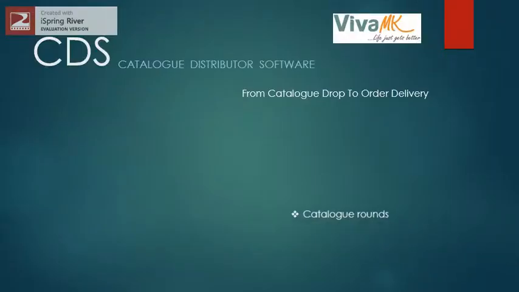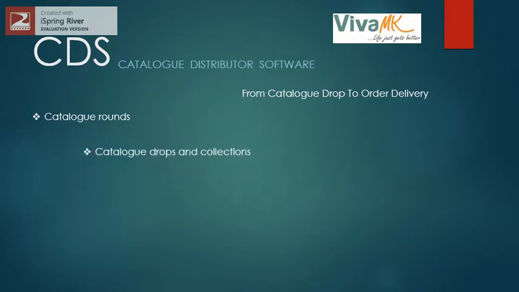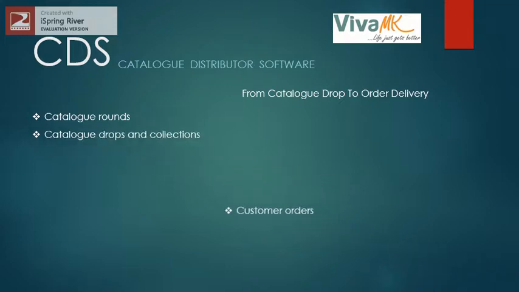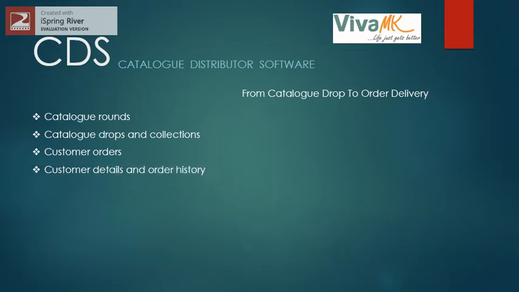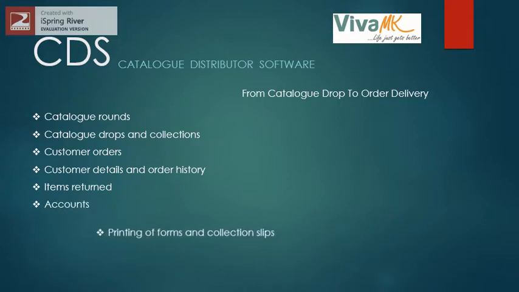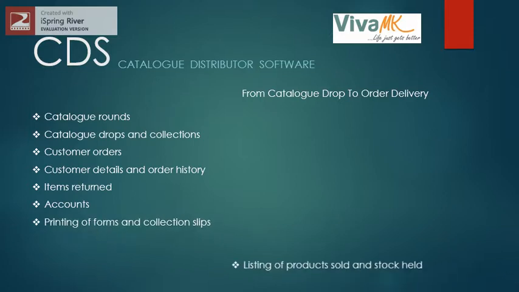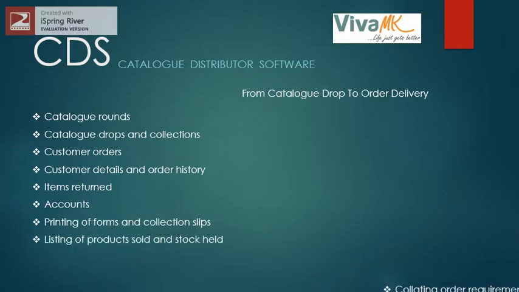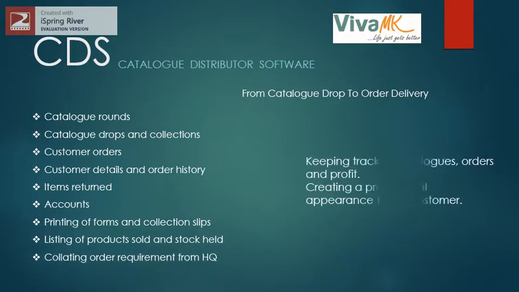CDS, Catalog Distribution Software. Perfect for Catalogue Rounds, Catalog Drops and Collections, Customer Orders, Customer Details and Order History, Items Returned, Accounts, Printing of Forms and Collection Slips, Listing of Products Sold and Stock Held, Collating Order Requirements from HQ, Keeping Track of Catalogs, Orders and Profit, Creating a Professional Appearance to the Customer.